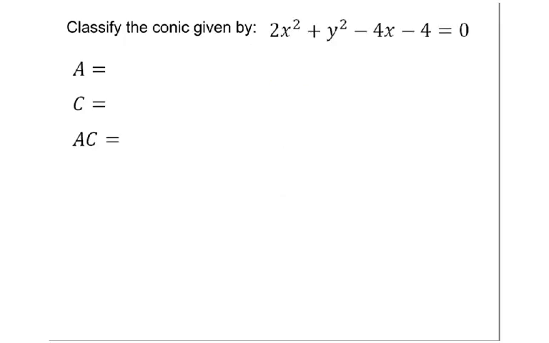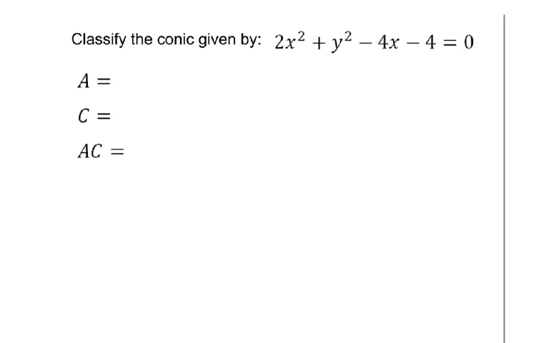Classify the conic given by 2x squared plus y squared minus 4x minus 4 equals 0. So our a value is 2. Our c value is 1. 2 times 1 equals 2, which is greater than 0. So we have an ellipse.